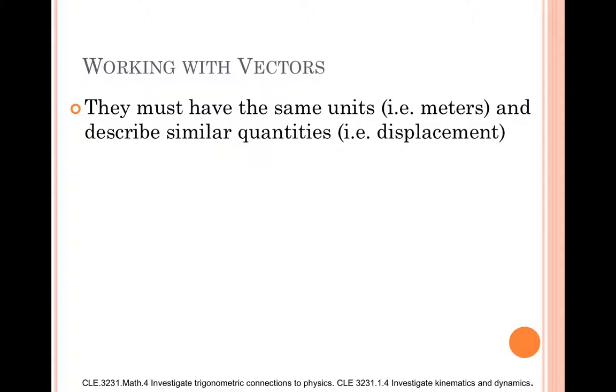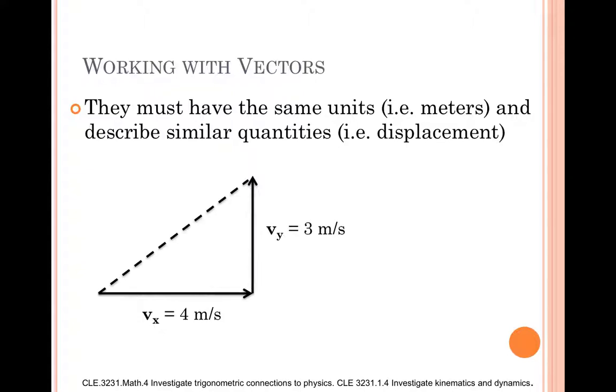Okay, one really, really key thing about working with vectors is they have to have the same units. So you have to be dealing with the same quantity. So for example, here we might have a velocity vector in 4 meters per second, and we can add to that another velocity vector at 3 meters per second. So they're both velocity vectors, and they're both measured in the same unit. So then whenever we find the resultant of 5 meters per second, then that makes sense.